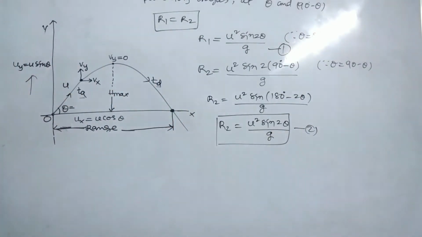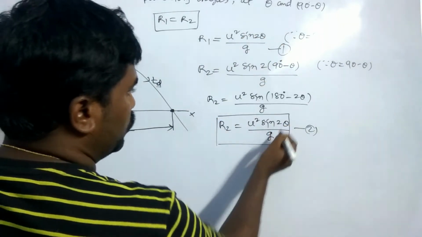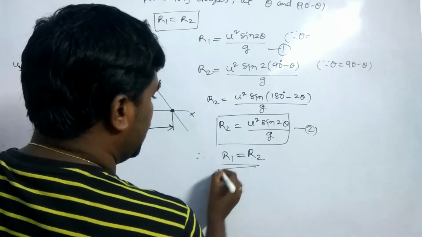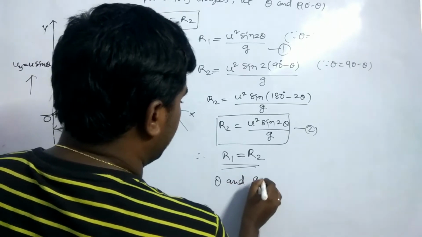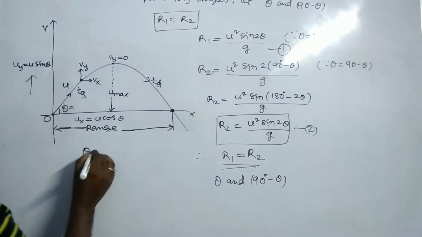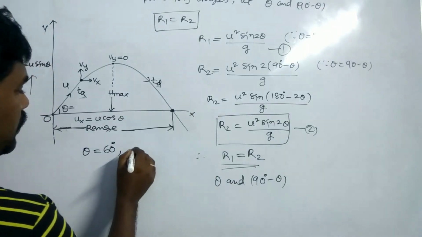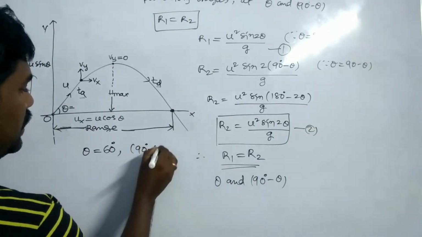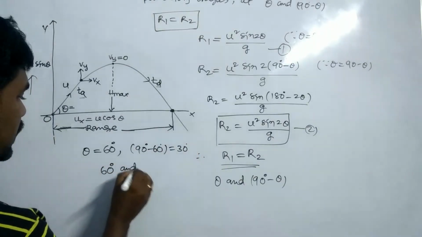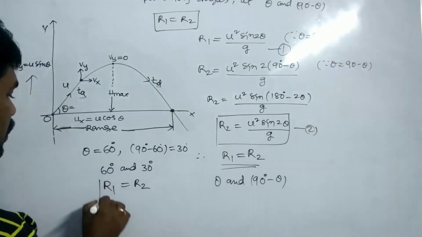From 1 and 2 we can see that R1 is equal to u square sine 2 theta by g, and R2 is equal to u square sine 2 theta by g. So therefore R1 is equal to R2 at which angles? Theta and 90 minus theta here. Suppose theta is equal to 60 degrees, then 90 minus theta is 90 minus 60, which is 30 degrees. At 60 degrees and 30 degrees, the ranges R1 and R2 are equal.